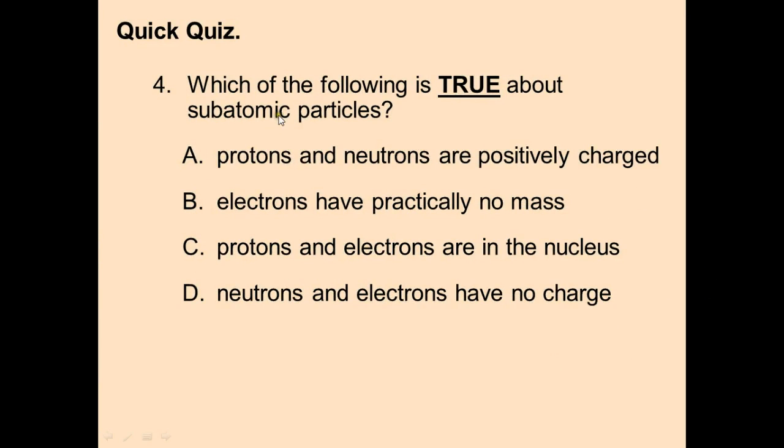So which is true? Protons and neutrons are positively charged. If you recall, neutrons are neutral, so they're not positively charged. So you can eliminate A. Let's skip B for now.